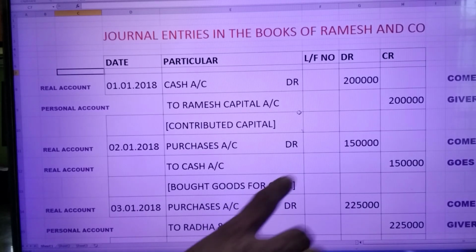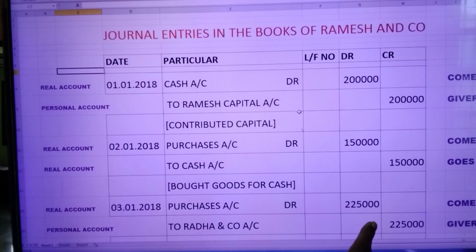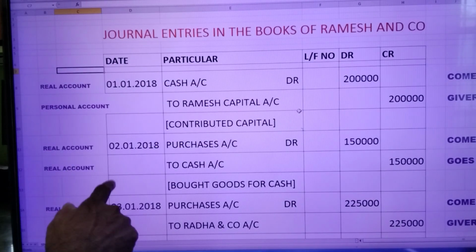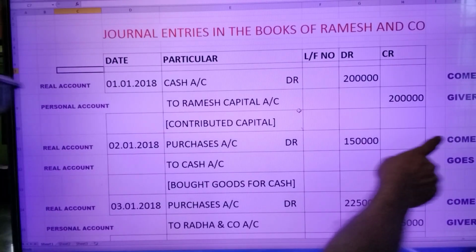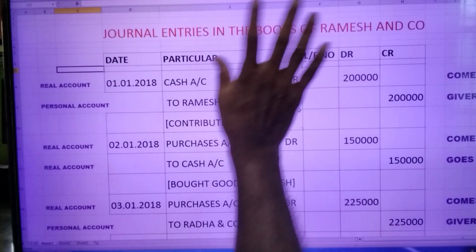So here the goods are coming in. That's why here I put comes in, and at the same time it is a real account. And what is the real account rule telling? Debit the item what comes in, credit the item what goes out. Since the goods are coming in, that's why I put comes in. At the same time it is a real account. That's why this 1,50,000 is also put in this book.